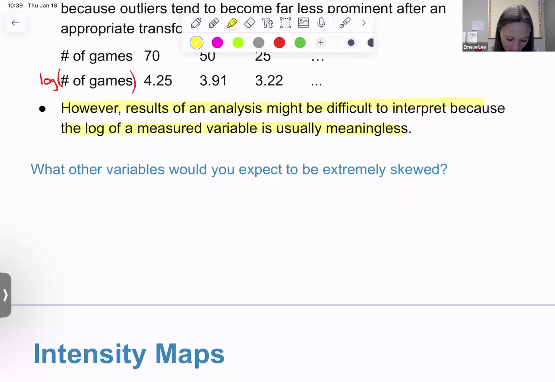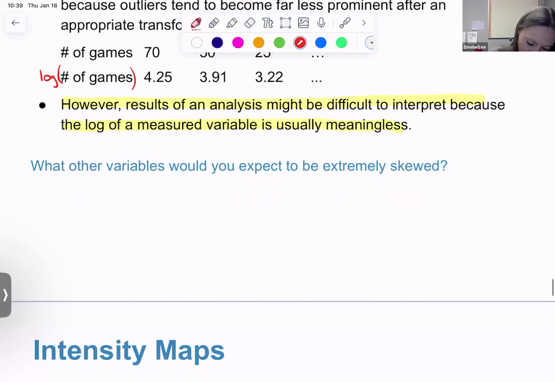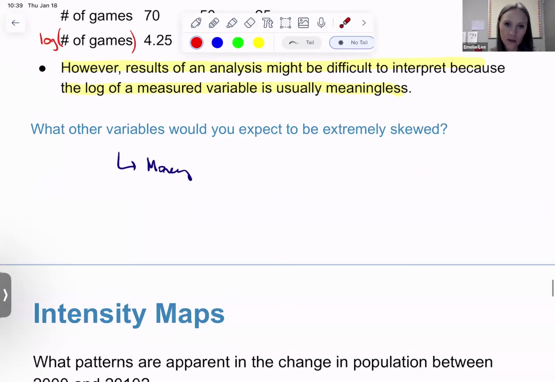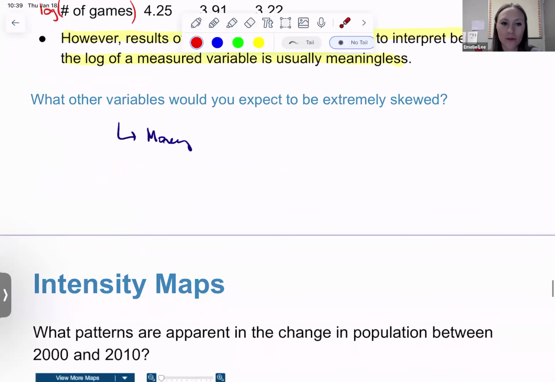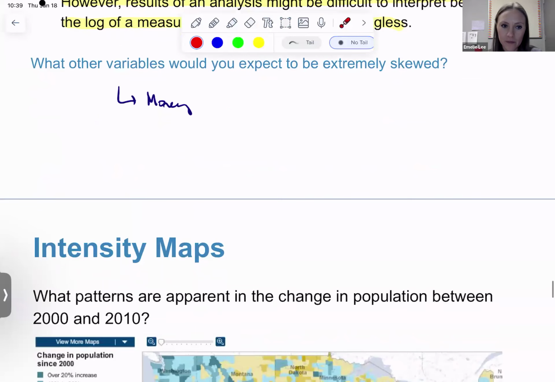Oh well. Usually money is very skewed. We've talked about that. And so that's one of the options. There's lots of skewed variables.